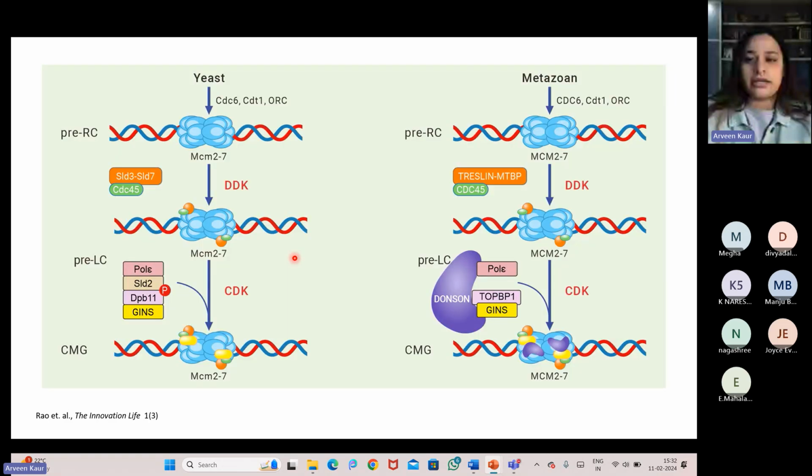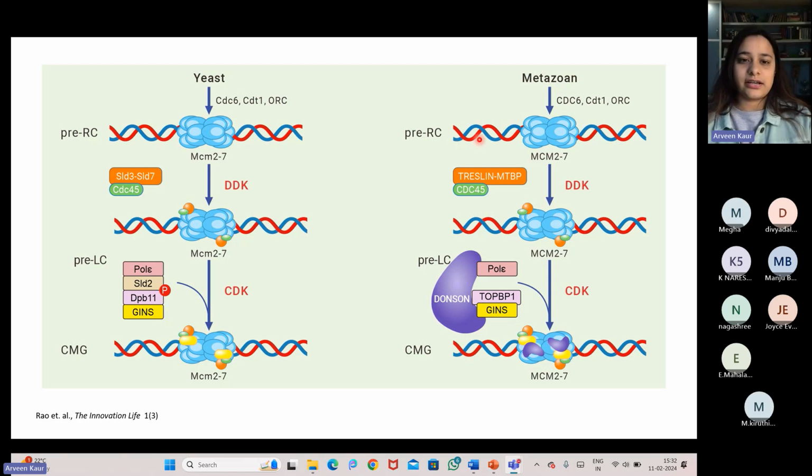So let us discuss that again for people who have joined after we discussed the ARS complex. In both yeasts and metazoans, both of which are eukaryotic organisms, what does the pre-replication complex look like? It has an ORC. Over here, the ORC is not visible. Why? Because the illustration is such that this MCM2 is sitting on the ORC. So you can assume that the ORC is being hidden by this MCM complex.